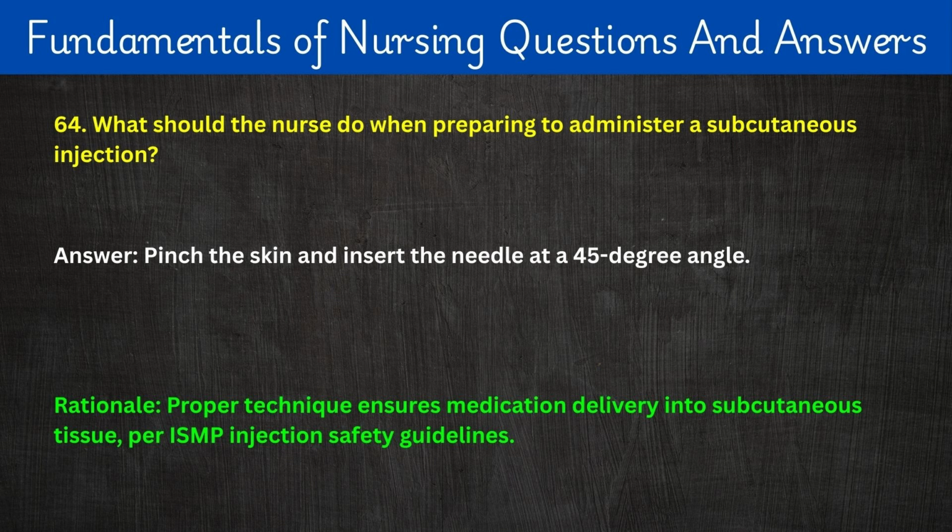64. What should the nurse do when preparing to administer a subcutaneous injection? Answer: pinch the skin and insert the needle at a 45-degree angle. Rationale: proper technique ensures medication delivery into subcutaneous tissue, per ISMP injection safety guidelines.